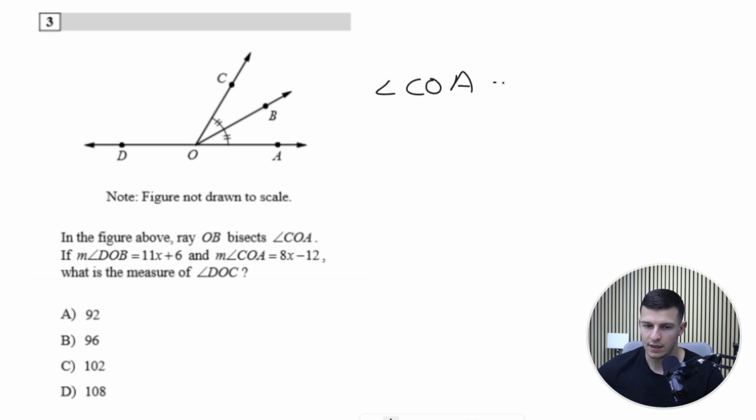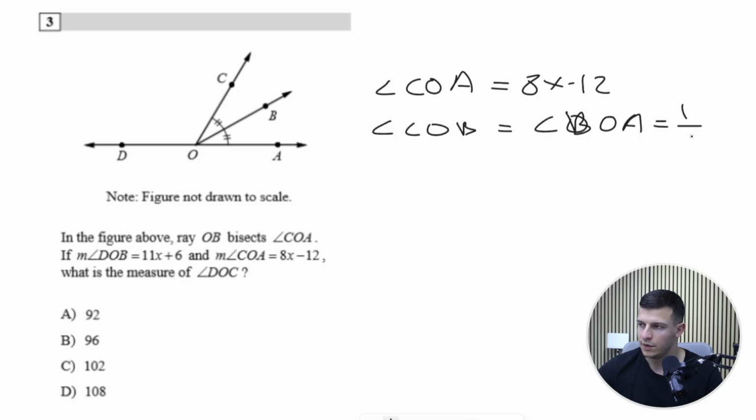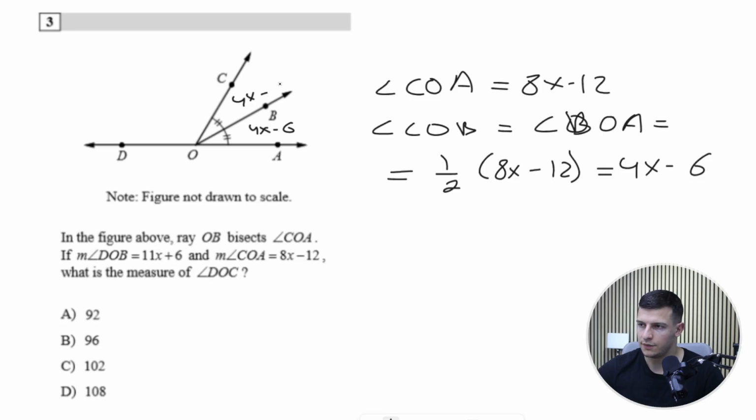COA is equal to 8x minus 12, which means we can find what angle, let's say, COB is equal to, or angle BOA, because they're equal to each other, which is going to be 1/2 of 8x minus 12. Let me write it down here. And I can open the brackets. That's going to be 4x minus 6. So this part is 4x minus 6. This part is 4x minus 6.